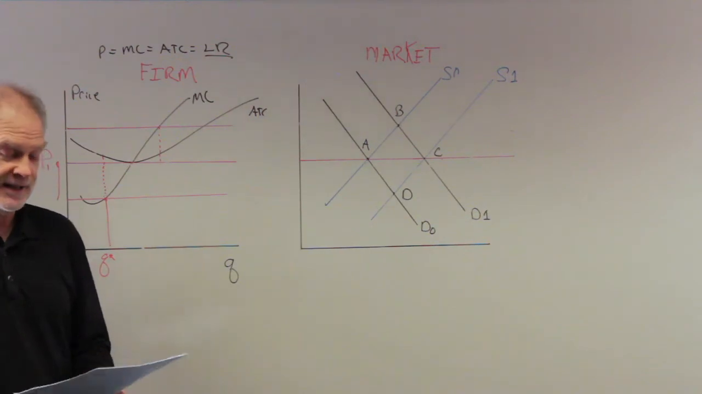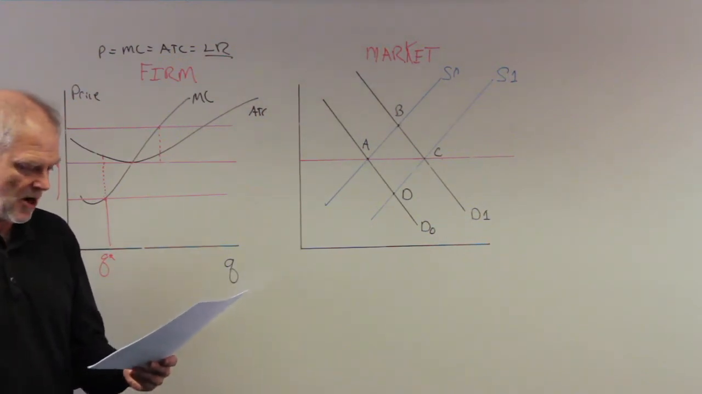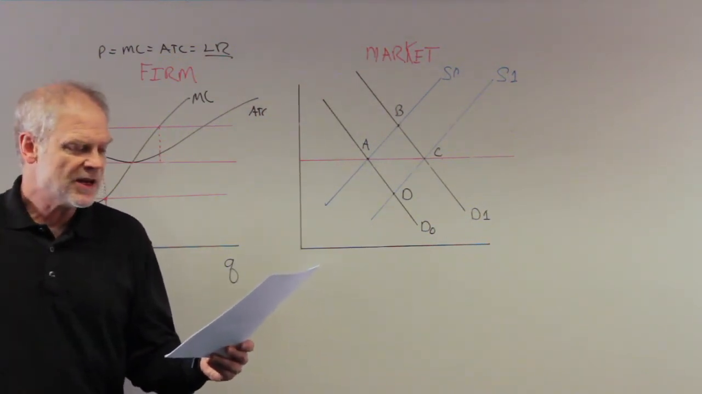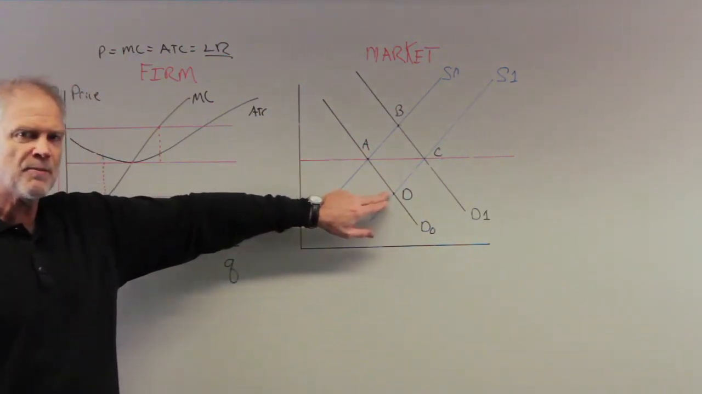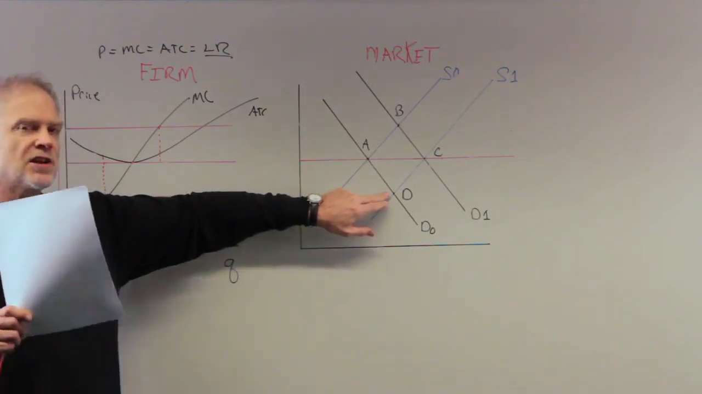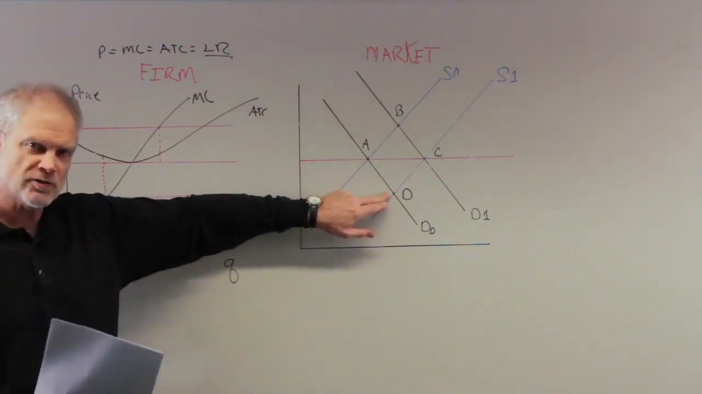Fewer firms in the market. In the long run, yes, but let's keep going. C, a new long-run equilibrium at point D in panel B. A new long-run equilibrium at point D. No, D is not a long-run equilibrium. It is a short-run equilibrium.